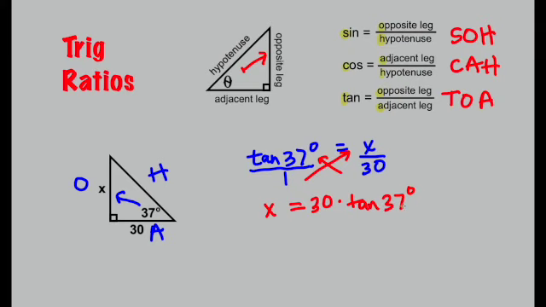And then just type in 37. There's no need for a degree symbol, so it'll just be 30 times tan 37. Go ahead and press enter, and if you do it correctly, the decimal answer would be approximately 22.61.